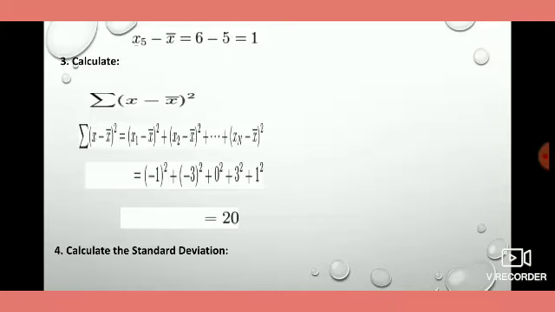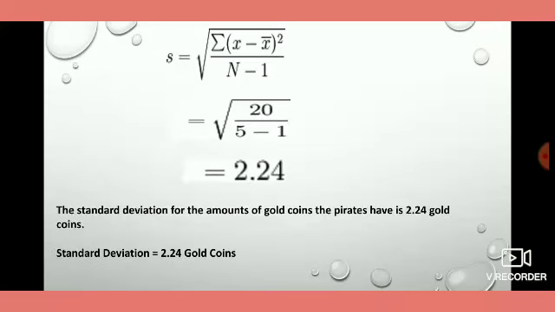Okay, after multiplying all these numbers by themselves, we add all these answers together, and the answer which we get is 20. Now move on to step 4, that is calculate the standard deviation. Okay, now we are going to calculate the standard deviation.